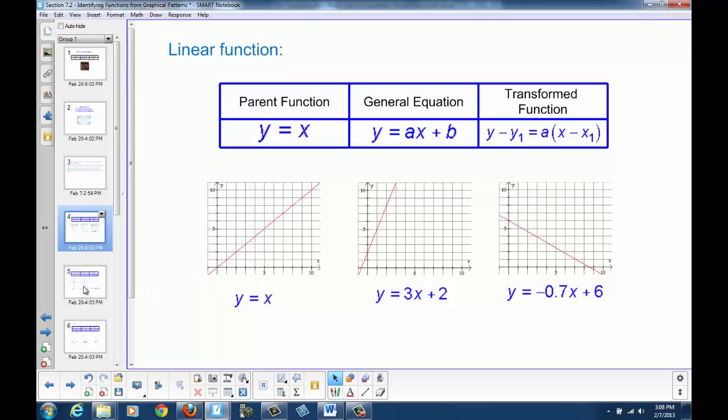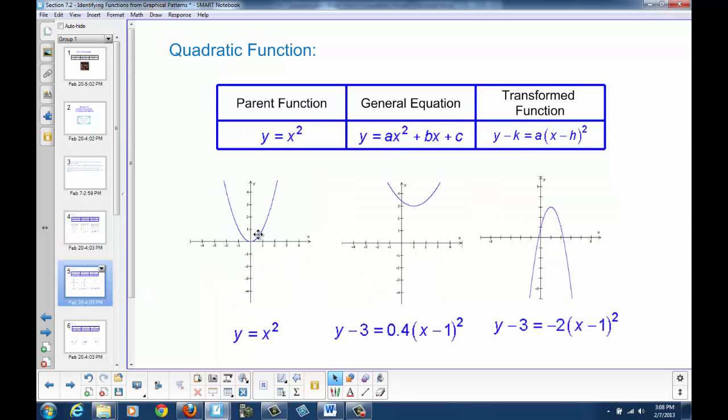Our next function is the quadratic function. The basic quadratic function, y equals x squared. We're all familiar with the graph or equation y equals ax squared plus bx plus c. And finally, we have the vertex form, which shows the specific translations and dilations that we've applied to the parent function. y minus k equals a times x minus h quantity squared.